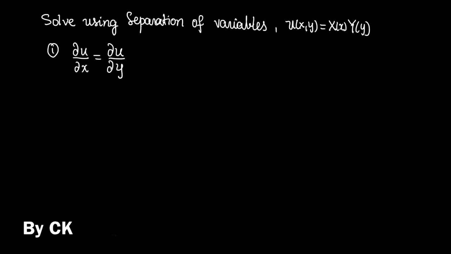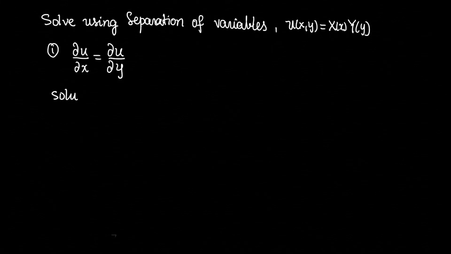Okay, we have this problem that says solve using separation of variables. To solve this problem is very simple. We just have to find the derivative of u in terms of x and the derivative of u in terms of y, and then introduce the new variables and then separate the equation. So let's go. Okay, solution.